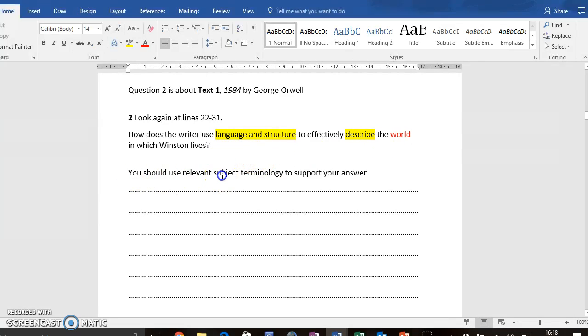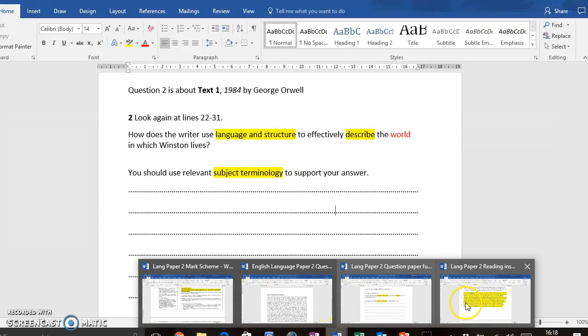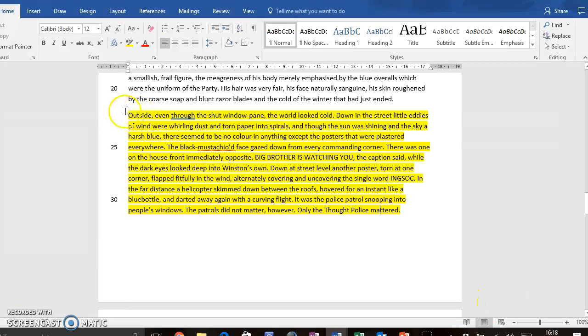And of course, this is key. You can have a beautiful answer on analysing language and structure, but if you're not using subject terminology such as adjectives, verbs, similes, metaphors, etc., and your structures terminology, your narrative perspective, narrative tone, sentence structure, repetition, you're just not going to get good marks for this question.